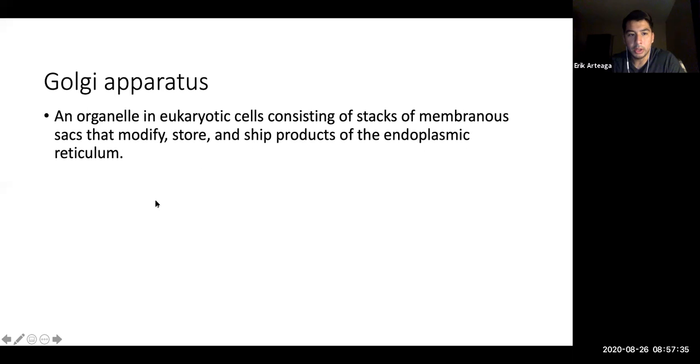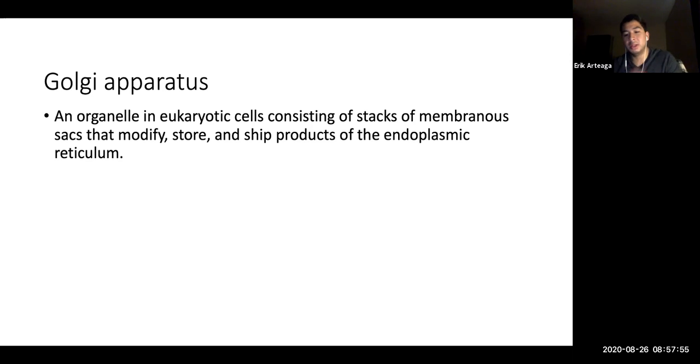So important there. So the Golgi apparatus is an organelle in eukaryotic cells consisting of stacks of membranous sacs. Wow, that rhymes, okay? So an organelle in eukaryotic cells consisting of stacks of membranous sacs. Oh, it's kind of funny.